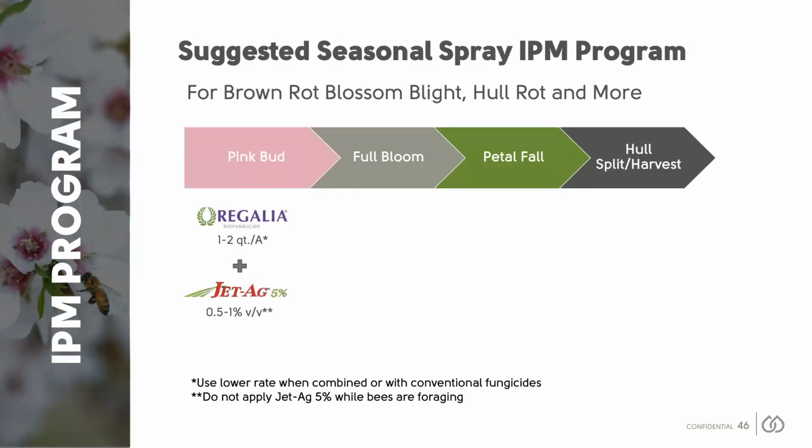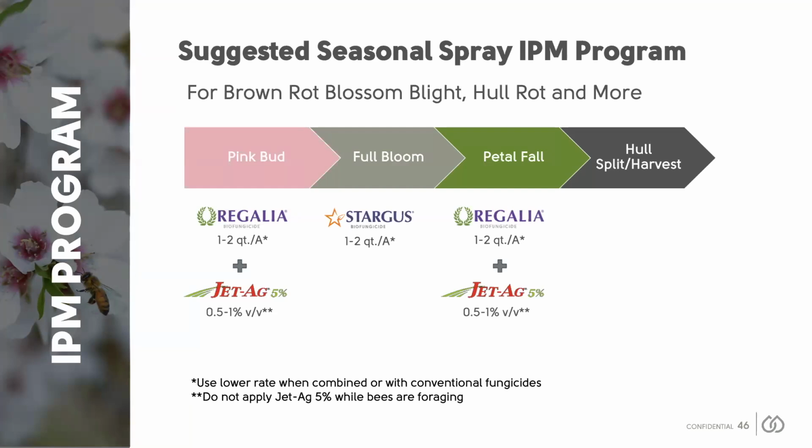So if you're wondering how to incorporate our products into your seasonal spray program, we do recommend using Regalia with or without JetAg, depending on disease pressure at that early pink bud stage. Again, if you're going to use JetAg, just have to warn you to not apply JetAg while bees are foraging. Then we go to full bloom. We recommend rotating to Stargus.